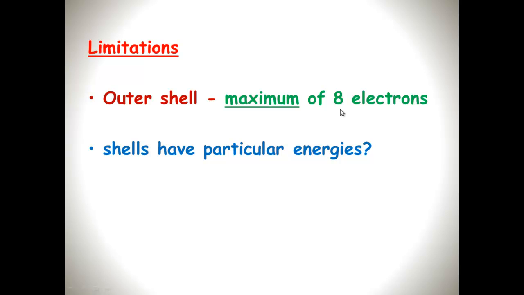Other limitations of what the shell model doesn't explain is why shells have particular energies, or why electrons circle in an orbital rather than an elliptical motion. This is where Schrodinger came up with his quantum model, which was based on subshells and orbitals, and this is what the model looks like.